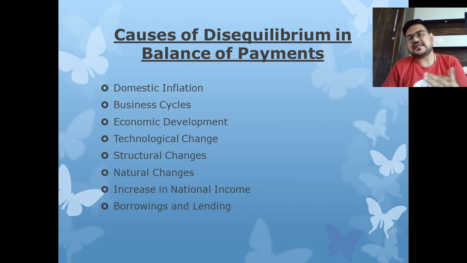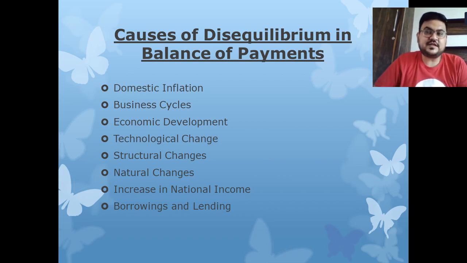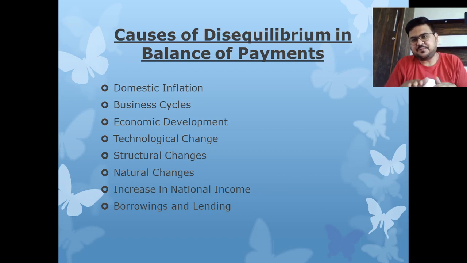There's an increase in national income. Suddenly there is an increase in national income, and we may not require enough imports. That's also possible. Or we may spend more on imports. There's a proper exchange of money in the money market outside India, so there's some borrowing and lending happening. Because of all these activities, our balance of payments is under disequilibrium. Sometimes exports are more, and sometimes imports turn out to be more. So these are the causes of disequilibrium.